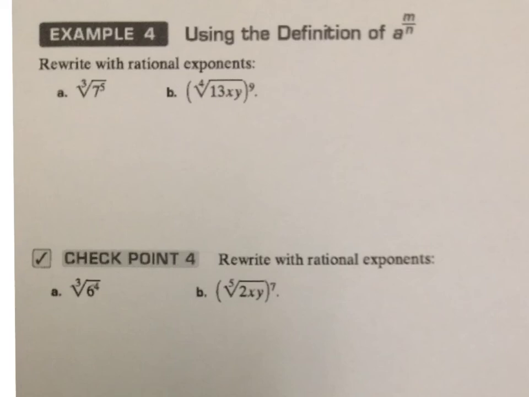Example 4. We're going in the opposite direction now. You're going to rewrite with rational exponents. Means make a fractional exponent with it. We don't have to simplify again. So 3 is the root on this, so we got the cube root of 7 to the 5th. 3 is the root, and we're raising it to the 5th power. The root goes on the bottom of the fraction, the 5th power goes on top, so what we get is 7 to the 5 over 3.